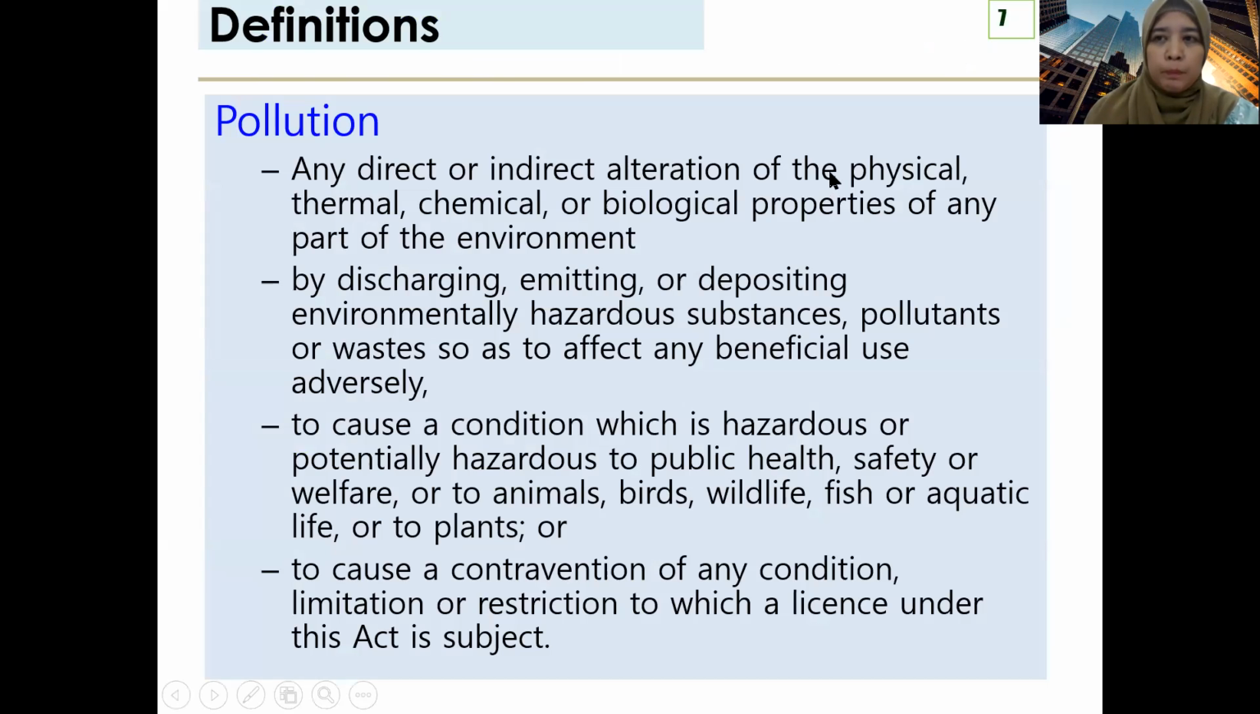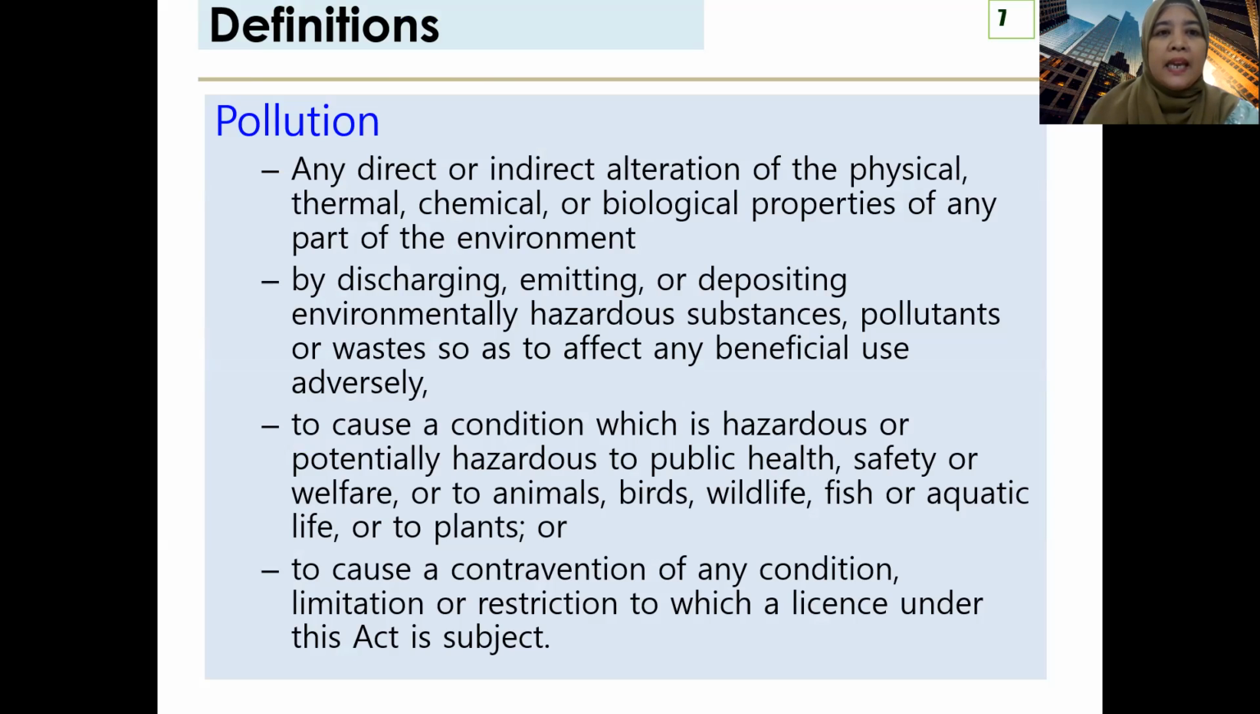The third definition is pollution. We always talk about pollution. What does it really mean? We know that it is an act of emitting, of discharging something harmful to the environment. But what exactly is the definition of pollution under the EQA?